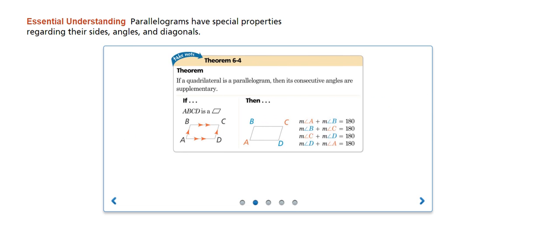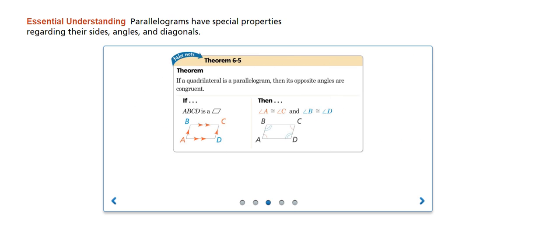Also, Theorem 6.4: if a quadrilateral is a parallelogram, then its consecutive angles are supplementary. We talked about this earlier. Angles A and B are consecutive, so they add to 180. Same with A and D. If we look down here, A and D, they add to 180. So consecutive angles are always going to be supplementary.